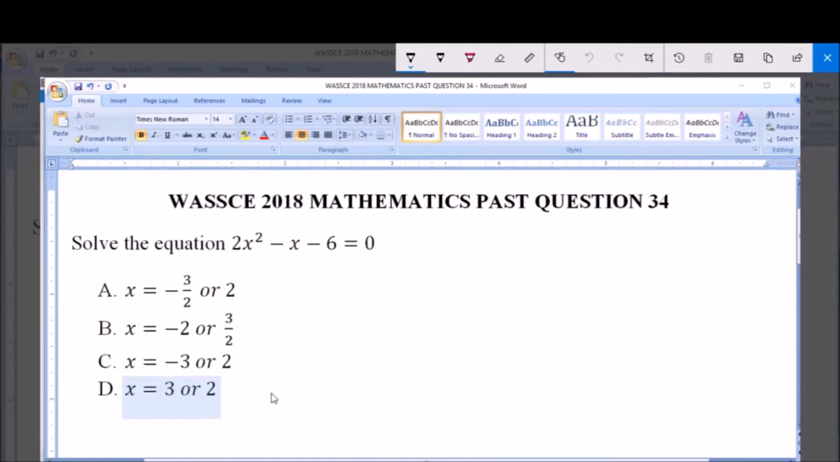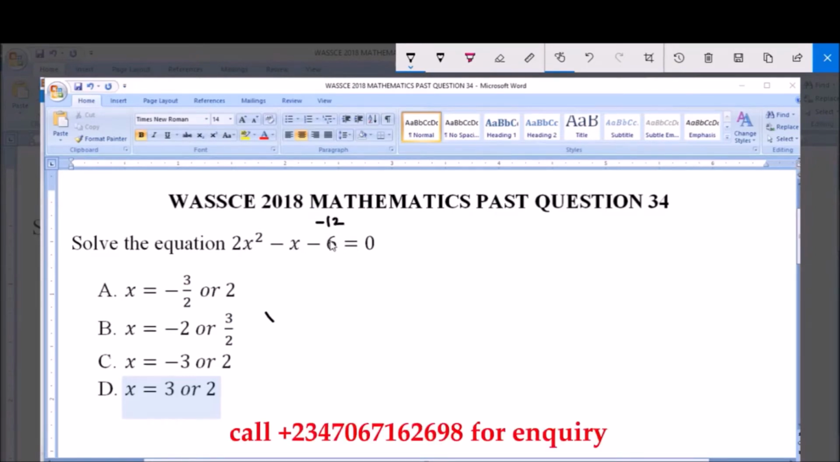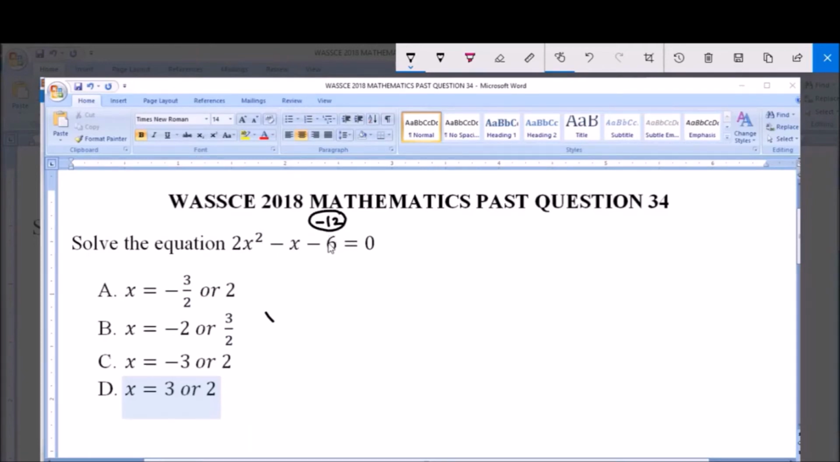Now we're given a quadratic equation here, and we're asked to solve this equation. That is, we should find the value of x. Looking at this quadratic equation, you can see that this x squared here has a coefficient of 2. Now to factorize this, we have it at the back of our mind that this 2 will affect this 6, in the sense that 2 multiplied by minus 6 will give us minus 12. So minus 12 is actually required in terms of factorization.